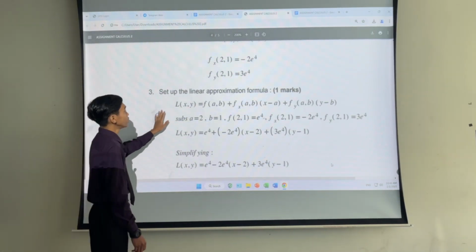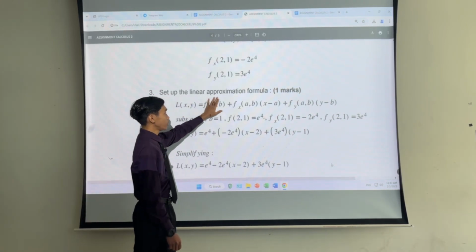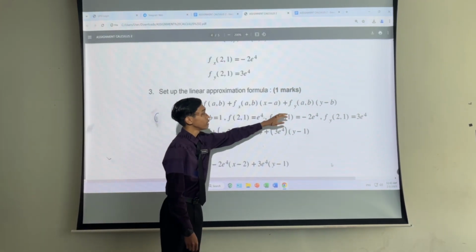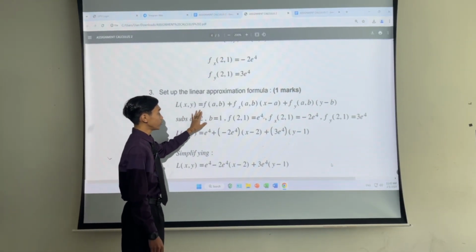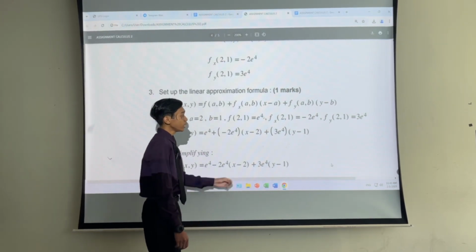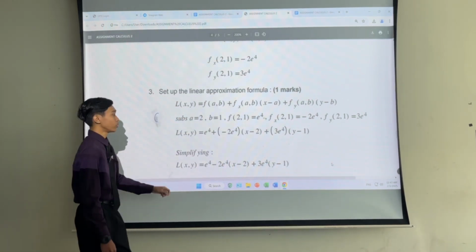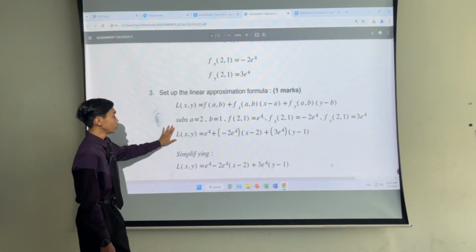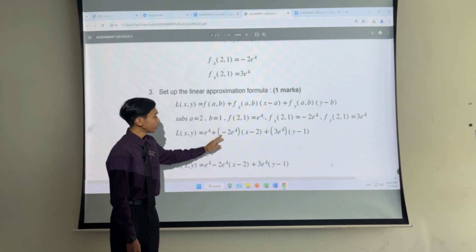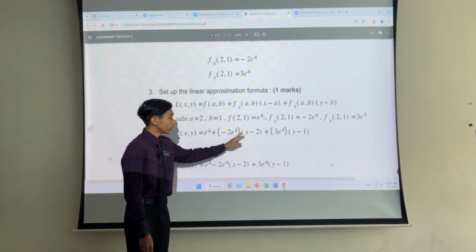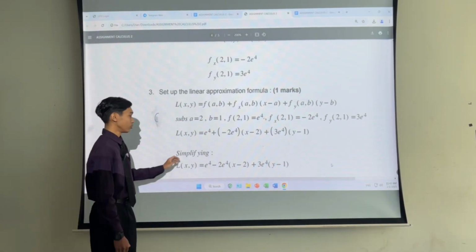Next, the third step is to set up the linear approximation formula. This is the linear approximation formula: f(a, b) plus fx(a, b)(x minus a) plus fy(a, b)(y minus b). We substitute a equal to 2 and b equal to 1, where at the end we will get fx as negative 2 e to the power of 4 and fy as 3 e to the power of 4. The linear approximation formula that we get at the end is L(x, y) equal to e to the power 4 plus negative 2 e to the power 4 multiplied by (x minus 2) plus 3 e to the power 4 multiplied by (y minus 1).